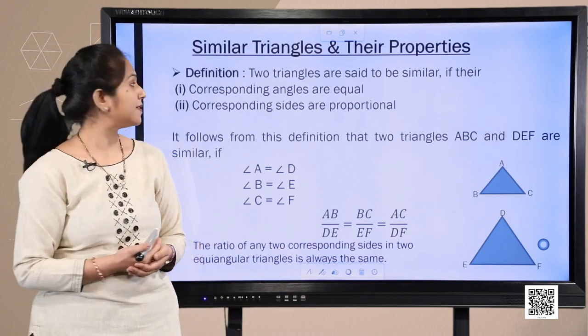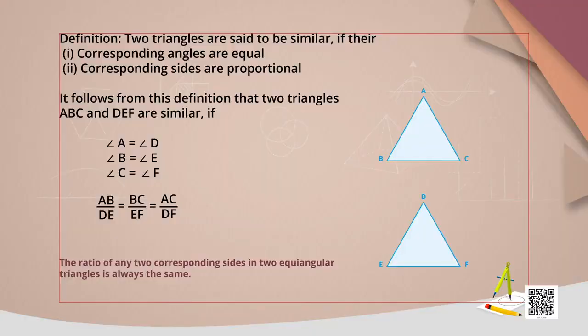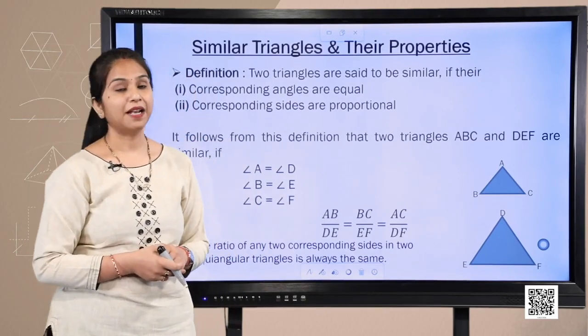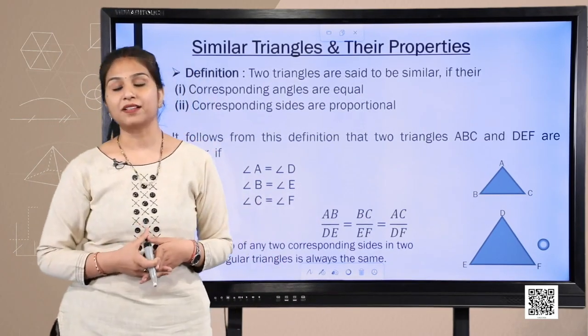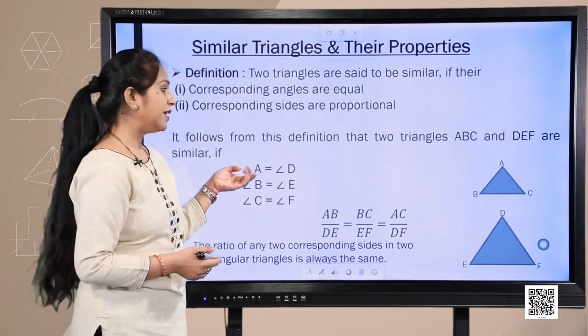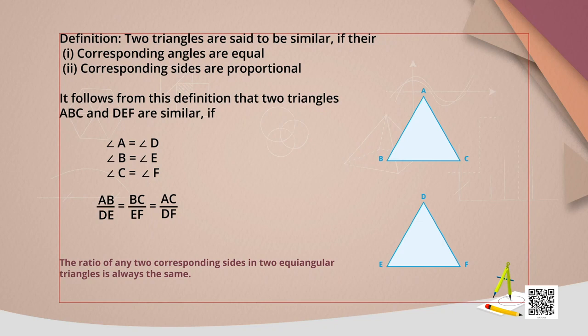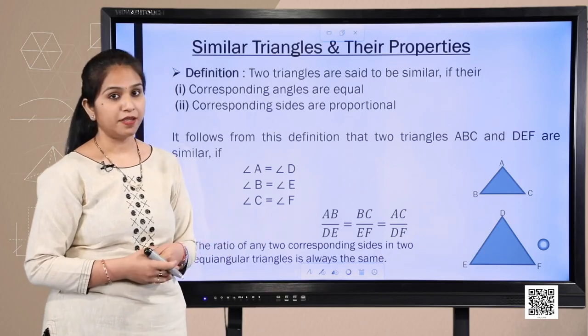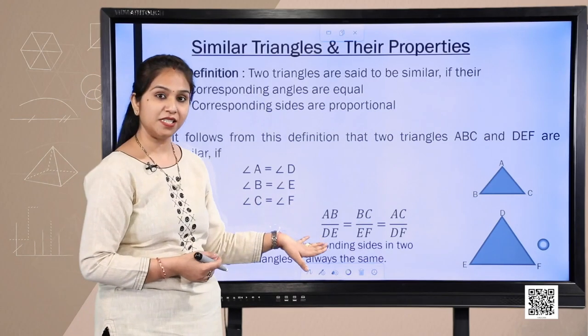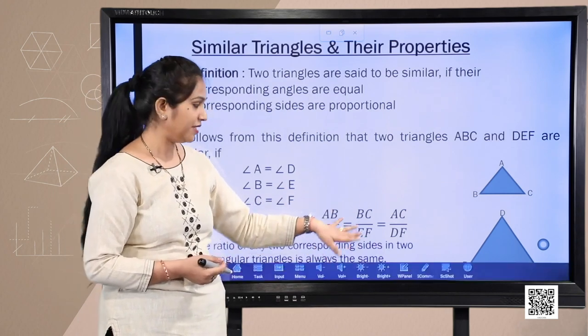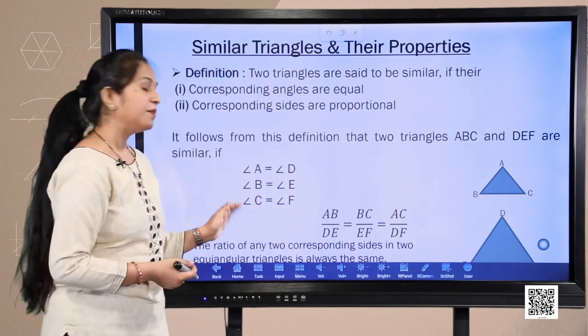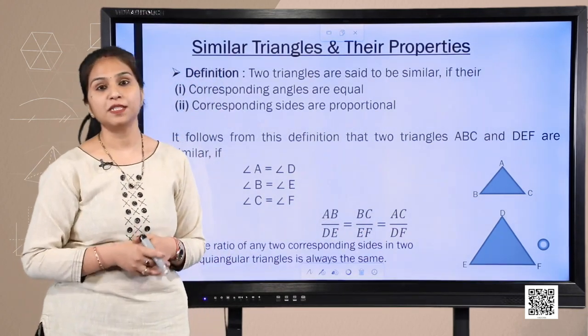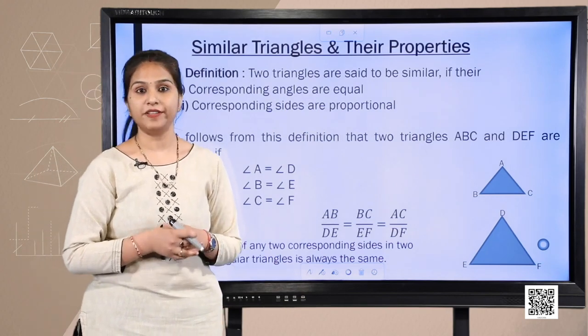So, when two triangles are similar, children, again the corresponding angles of the two triangles are equal and their corresponding sides are in proportion. You can see we have triangle ABC and triangle DEF, and these two triangles are similar. So we can write angle A equals angle D, angle B equals angle E, angle C equals angle F, and when we say the sides are in proportion, we can write AB upon DE equals BC upon EF equals AC upon DF. Remember, the ratio of the corresponding sides of similar triangles is always equal.